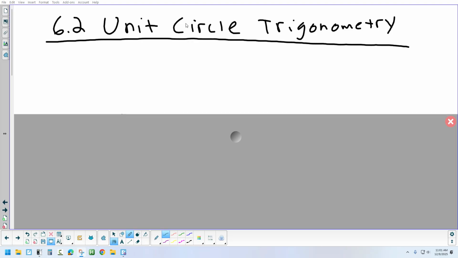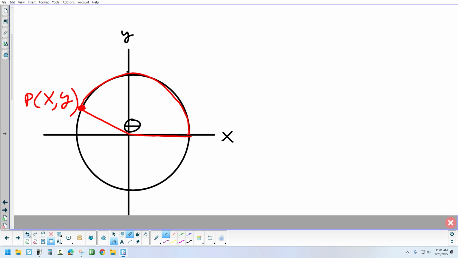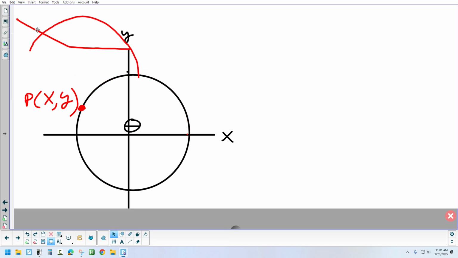All right, so 6-2 is on what we call unit circle trig. Okay, so I'm going to draw a diagram and kind of explain what the goal is in unit circle trig, and then we'll write that down. So the idea of unit circle trig is that you can hopefully move this and draw a circle, okay, just like that.